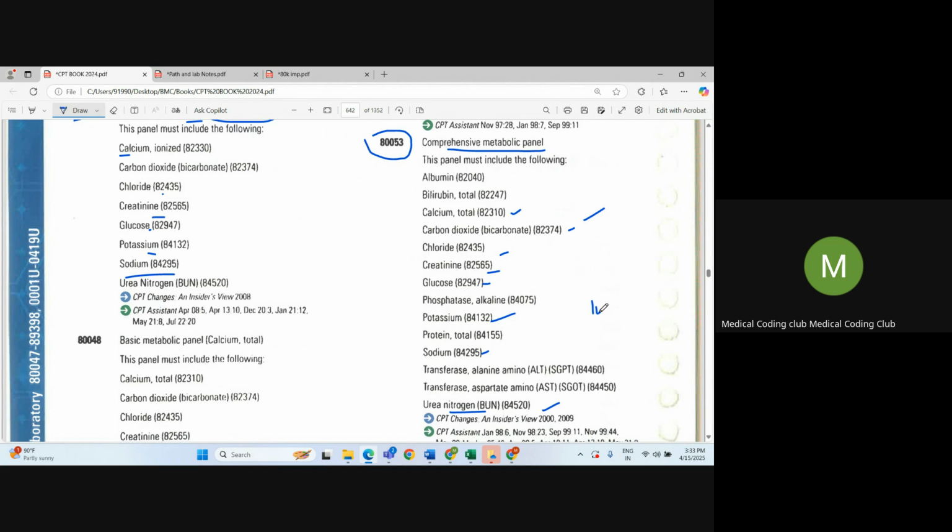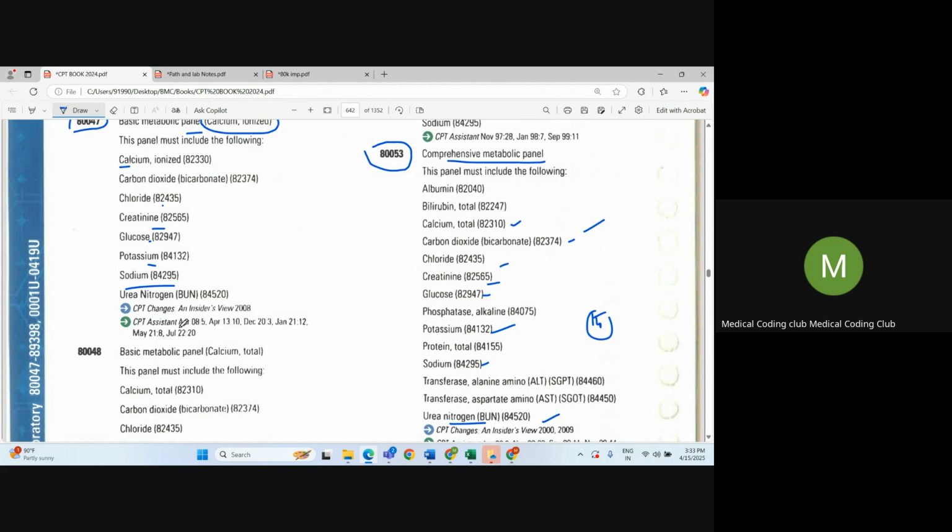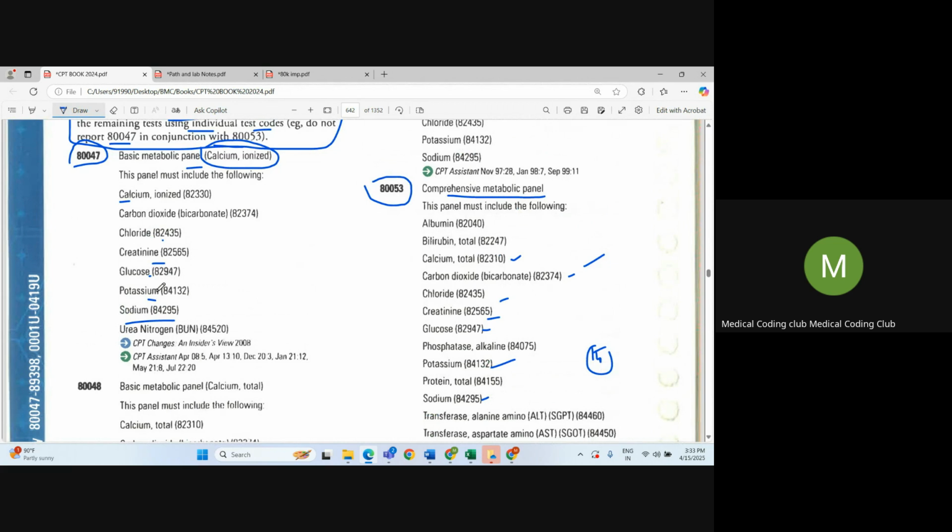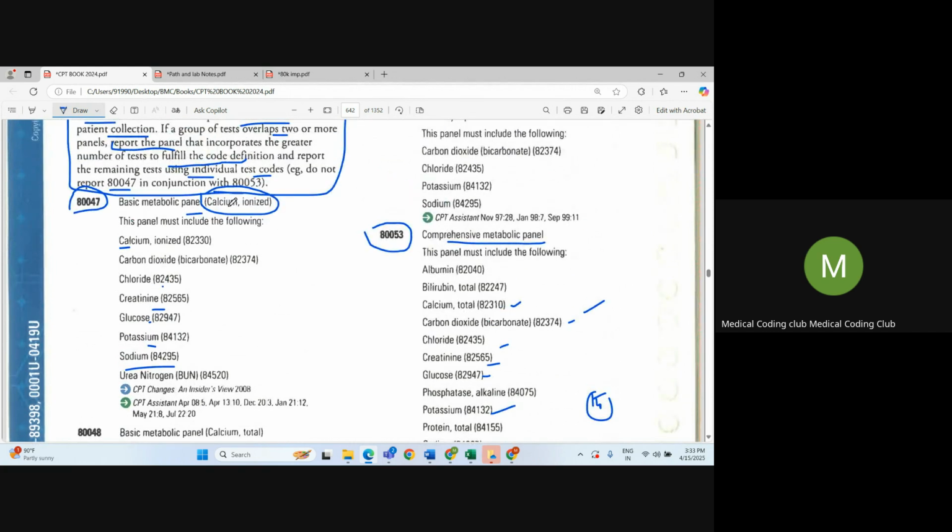Okay, there are 14 tests in CMP and almost all the tests are already present in CMP test which are there in basic metabolic panel. Okay, only one unique test we have from basic metabolic panel, that is calcium ionized, 82330. This is the only test. We have a unique test under basic metabolic panel.